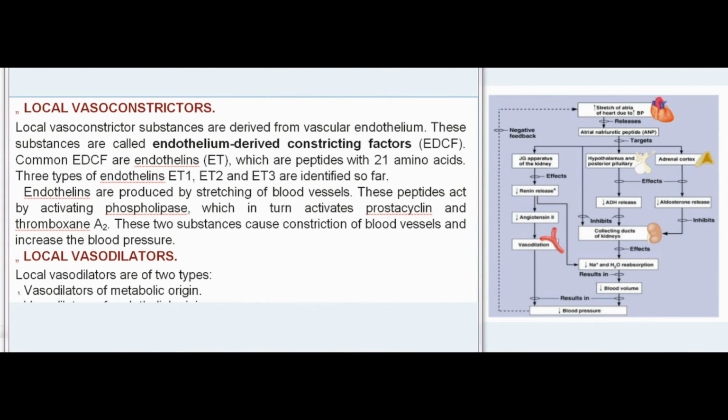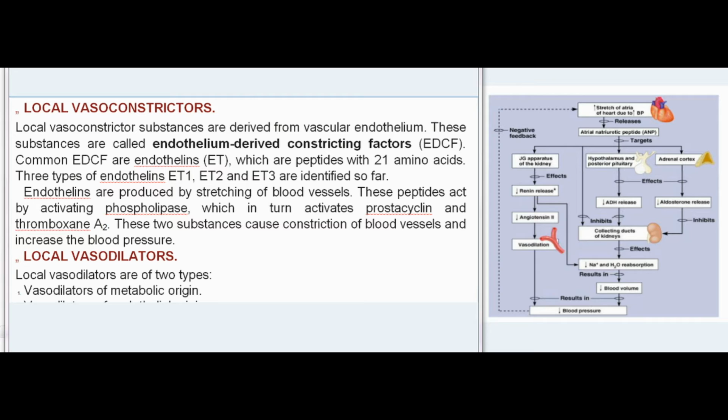Local vasoconstrictors. Local vasoconstrictor substances are derived from vascular endothelium. These substances are called endothelium-derived constricting factors, EDCF. Common EDCF are endothelins, ET, which are peptides with 21 amino acids. Three types of endothelins, ET1, ET2, and ET3, are identified so far.